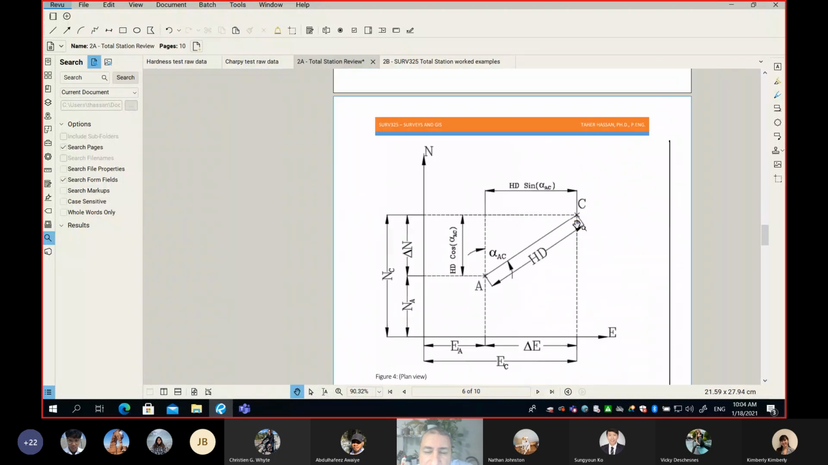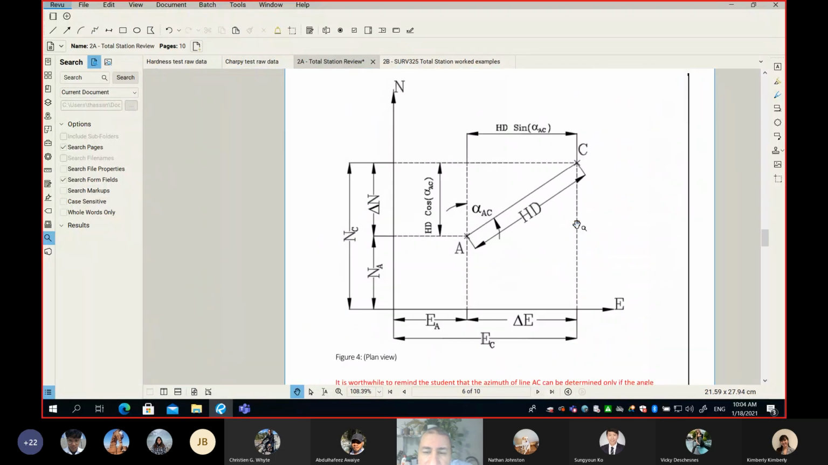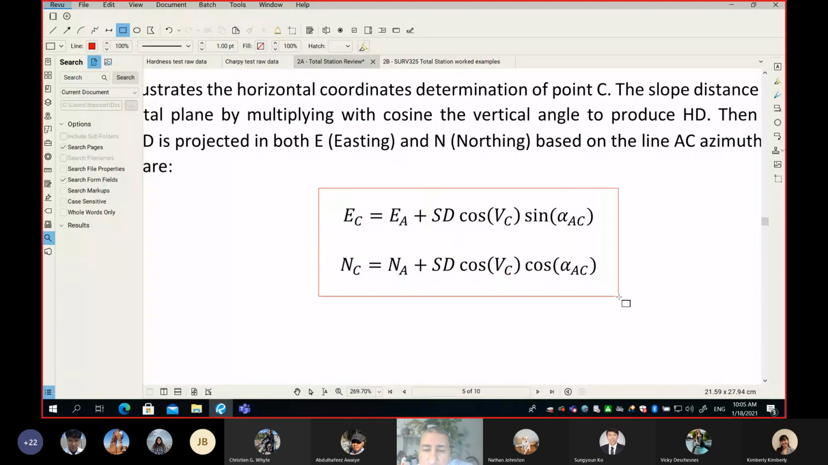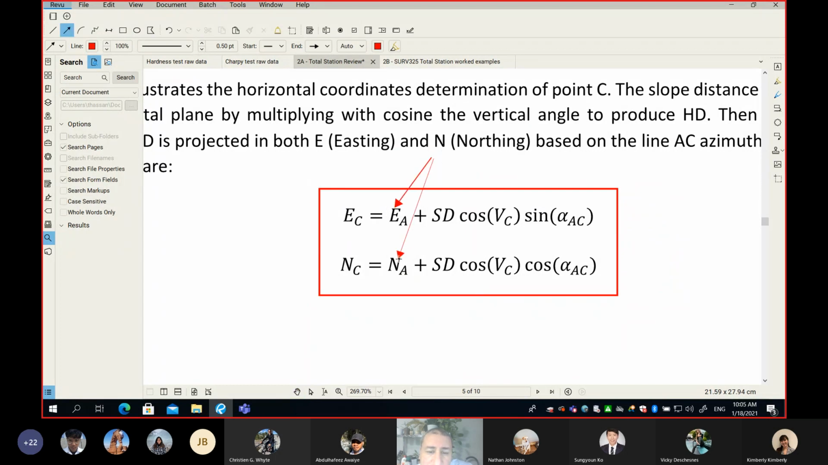Now let's go to the next scene, which is simply a plan view between A and C. We did all the calculations last time, and we simply end up with these equations: one for the easting, one for the northing. Let me go through them one by one. The easting and the northing are the coordinates of the traverse point, which are known.